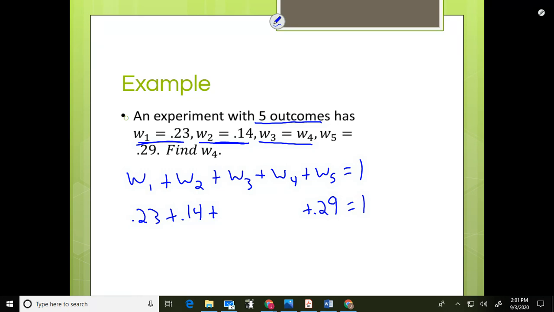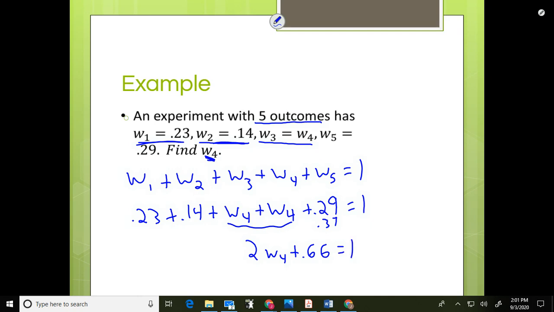Okay, and it says 3 and 4 are the same. What we're wanting is W4, so we'll just substitute W4 in for the W3. So it would be plus W4 plus W4. Now, if you look, I've got one variable in my equation to solve for. All right, so combine those, that gives me 2 W4. If we take the 0.23 plus 0.14, that's 0.37. 0.37 plus 0.29 is going to be 0.66.